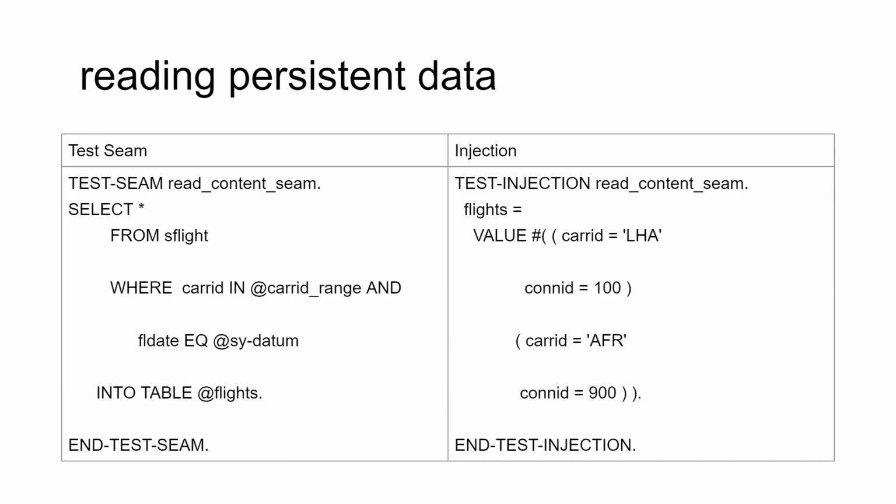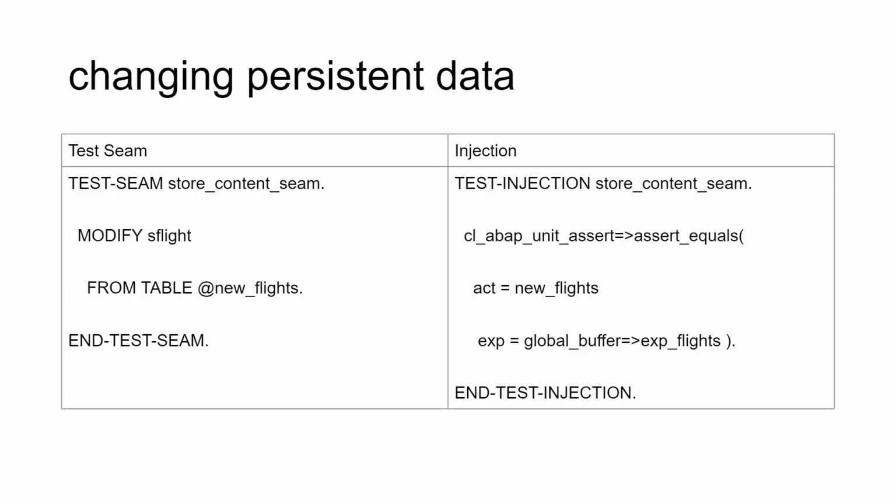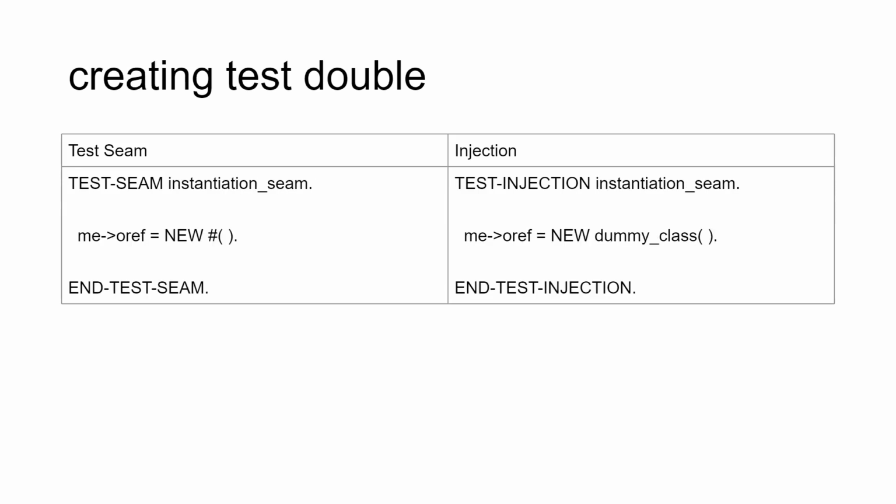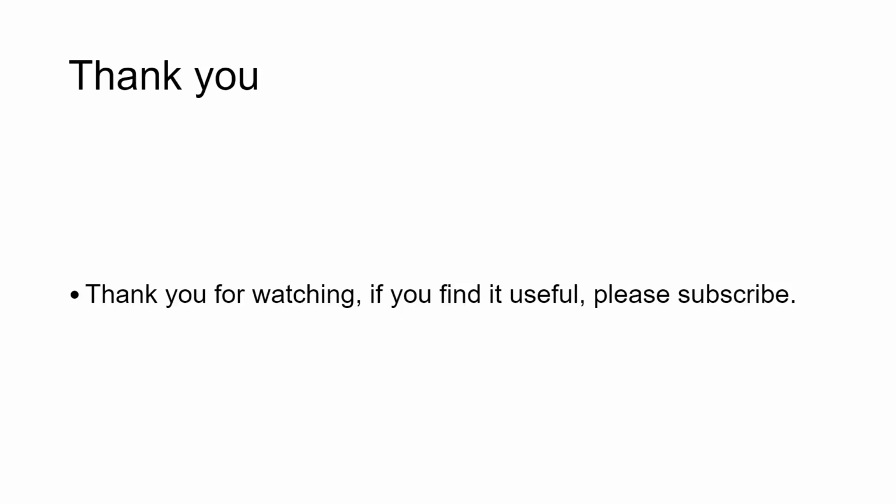Test cases generally cannot rely on the data in database tables. Put the SELECT statement in the test seam, so that in the unit test the SELECT statement no longer runs. Also in unit testing, it is best not to modify the database data, so put the MODIFY statement in the test seam. If you need to modify dependent objects in unit tests, you can also use test seam. Thank you for watching.